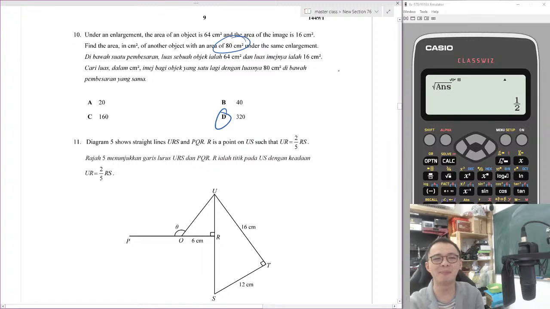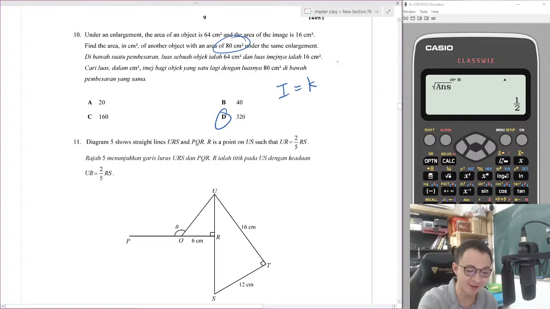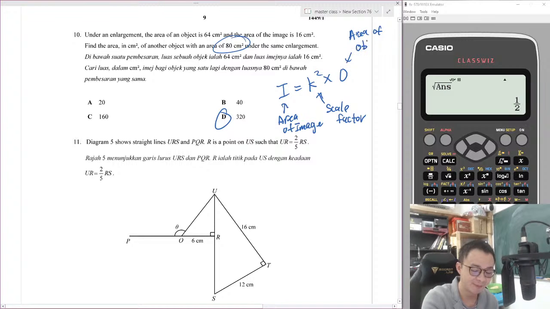So basically just remember the formula. If you know the formula, then it should be okay. If you don't, it might be a little bit of a struggle for you. Just remember, image equals k, the scale factor, squared, times object. You can copy this one down. This is the area of image, k is the scale factor, and O is the area of object.